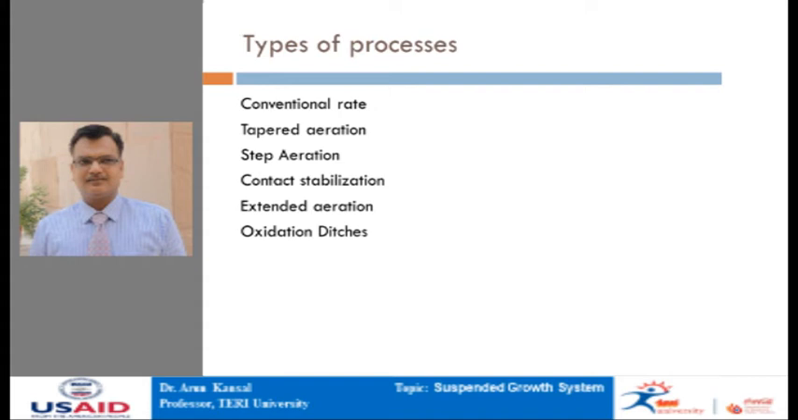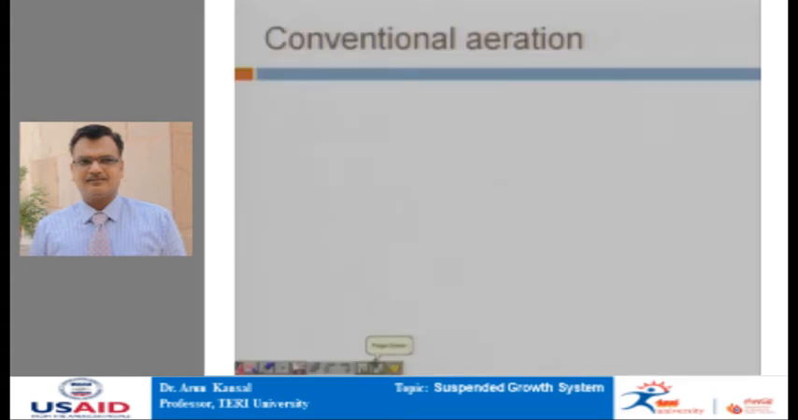Only the configuration of the reactor is slightly different under each case, and that is why each of these systems offers its own advantages. So, depending upon the situation, we have to select the type of system which is most suitable. That is why a fair understanding of each of these types of systems is necessary. So, we will take each system one by one. First, conventional aeration. This is nothing but the one we discussed last time.